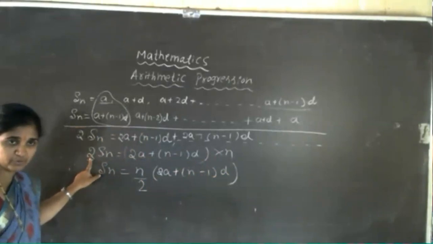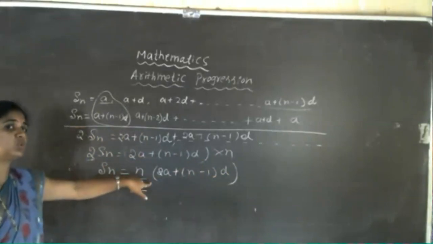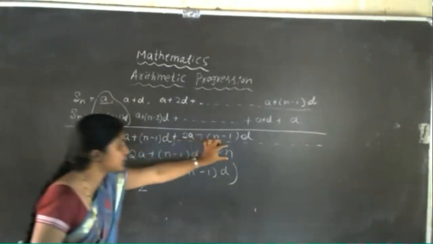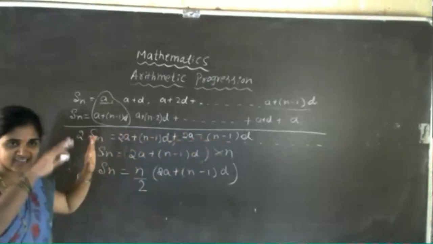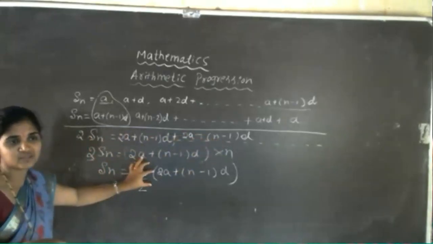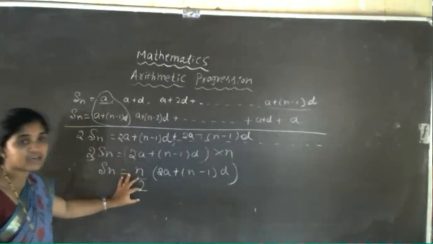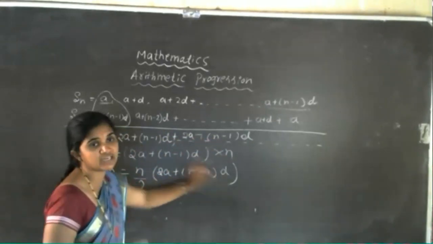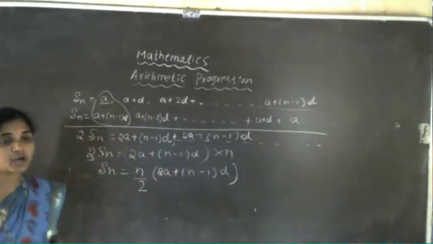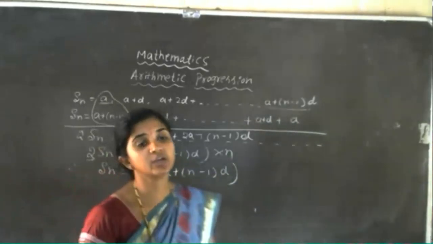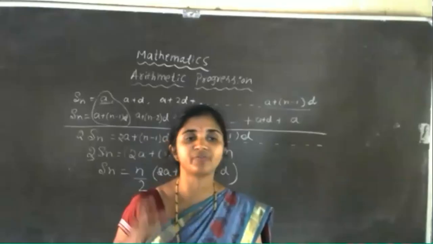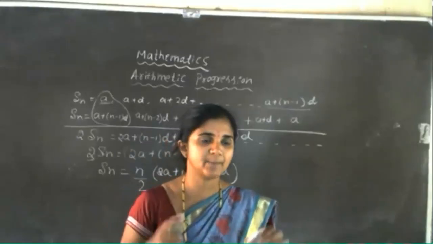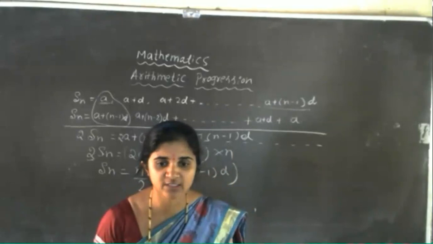Then what we have to do? We have to transfer this 2 to this side. I took n here because in the standard formula n comes first. So that is n divided by 2 into 2a plus n minus 1 into d. This is the formula which we are using to find out the sum of n terms of an AP. Got the idea of this concept now, students?